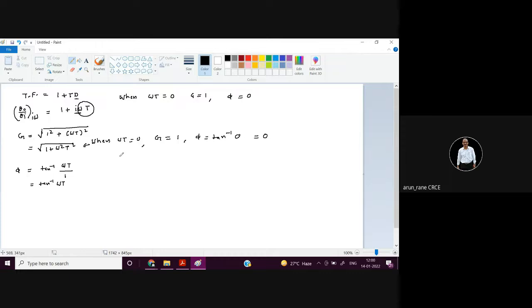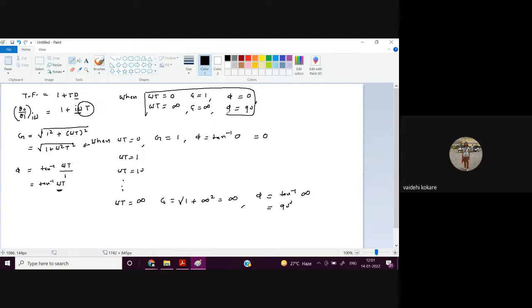We will take different values. Omega t is equal to 1, omega t is equal to 10, like that we will go. And then we will say omega t is equal to, say, infinity. So what will be the value of g? We will substitute infinity here. So g is equal to under root of 1 plus infinity square, so that is equal to infinity. And then phi is equal to tan inverse of infinity. Okay, this here, tan inverse of infinity. So phi is equal to 90 degrees. So when omega t is equal to infinity, your g is equal to infinity and phi is equal to 90 degree. Is this clear?